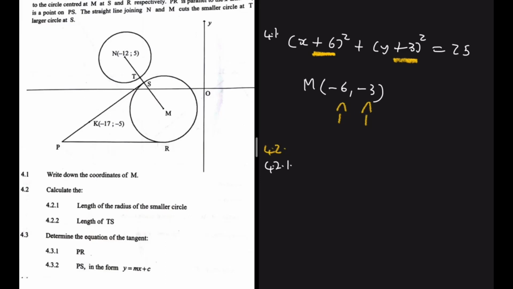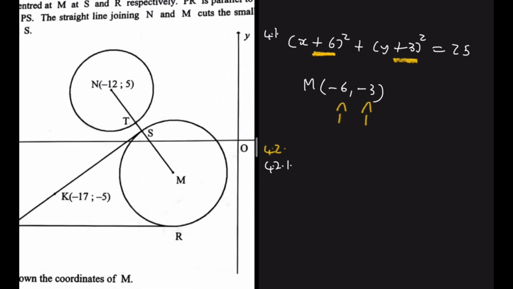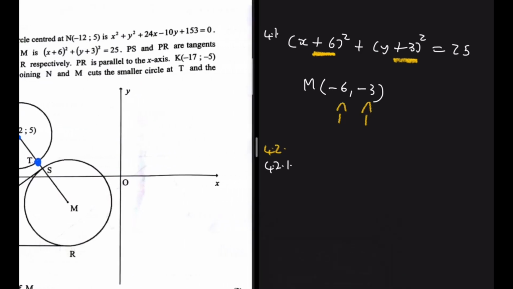4.2.1. They're saying that let's calculate the length of the radius of the smaller circle. So right, we have the radius of the smaller circle. It is NT. We don't have the coordinates of T, so we cannot use the distance formula, but we are given the equation of the small circle. It is said to be, here it is, right here.